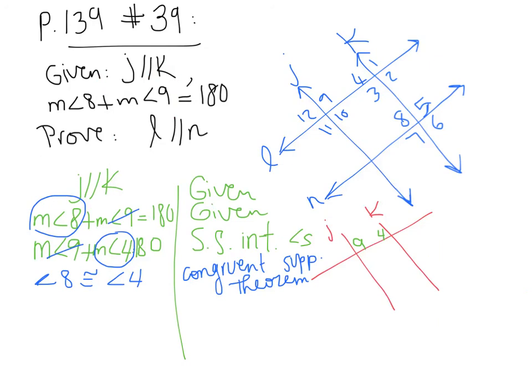So now that 8 and 4 are congruent, I can look at the diagram again, and you'll see that these have something to do with L and N, and they are corresponding angles between L and N, which we're trying to reach. So that's what we reached exactly. I can now say L is parallel to N, converse of corresponding angles.